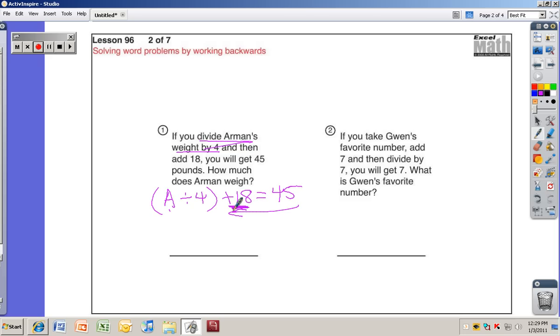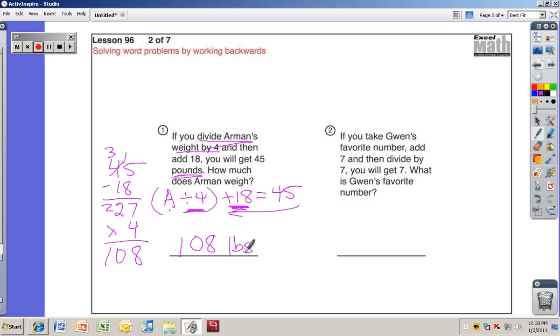So instead of adding 18, we're going to subtract 18. Instead of dividing by 4, we're going to multiply by 4. So first we're going to do 45 minus 18. I have to regroup there. 15 minus 8 is 7. 3 minus 1 is 2. And then I'm going to multiply that by 4 instead of dividing by 4. 7 times 4 is 28. 2 times 4 is 8 plus 2 is 10. So his weight is 108 pounds. Okay, go ahead and give number 2 a shot. Pause the video and then turn it back on when you're ready.